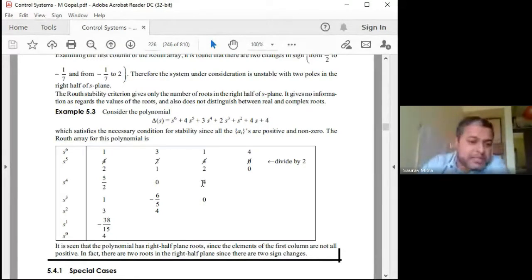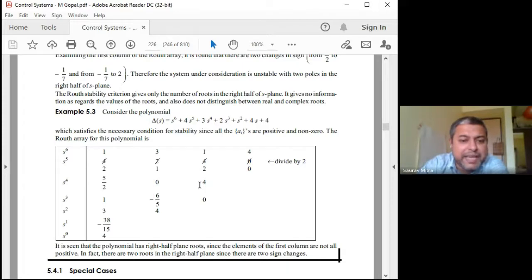So now whenever you have written s is to 4, then s is to 6 is of no use. As soon as you write s is to 4, s is to 5 is there. Then you have to prepare s is to 3 from s is to 4 and s is to 5. So what is that? 5 by 2 multiplied by 1, minus 2 into 0, divided by 5 by 2. So minus 2 into 0 means 5 by 2 only. So 5 by 2 divided by 5 by 2 is 1. Next is 5 by 2 into 2.